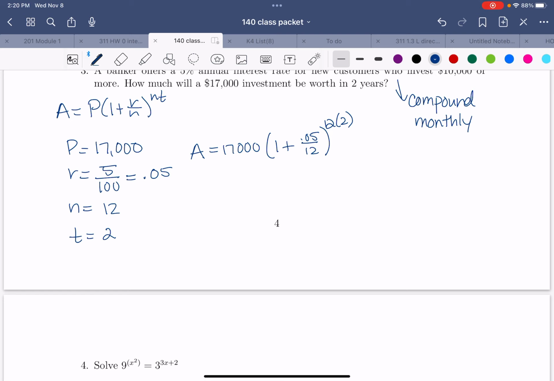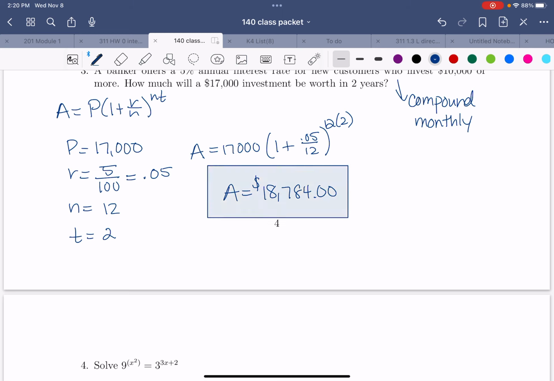So if I'm putting this into my calculator, I'm taking 0.05, dividing it by 12, adding 1, raising that to the 24th power, because 12 times 2 is 24, and multiplying that by my 17,000. And I end up with an A equals $18,784.00.